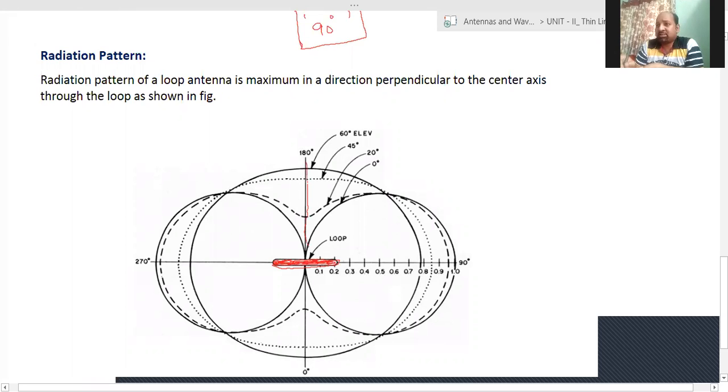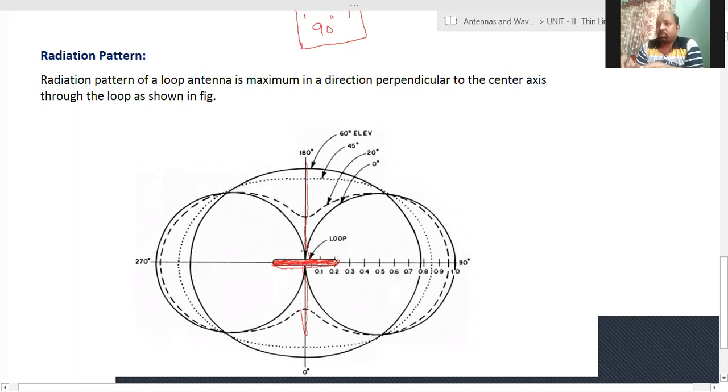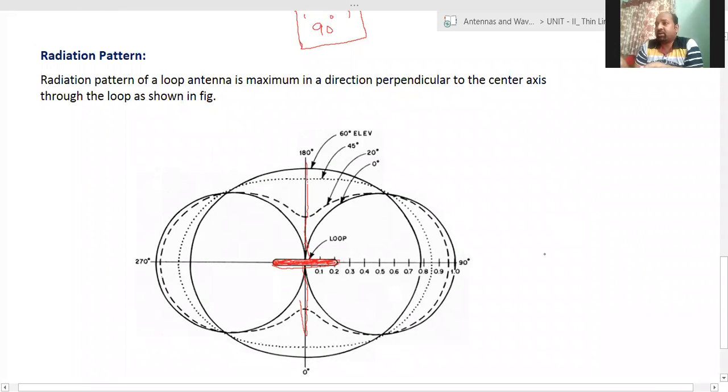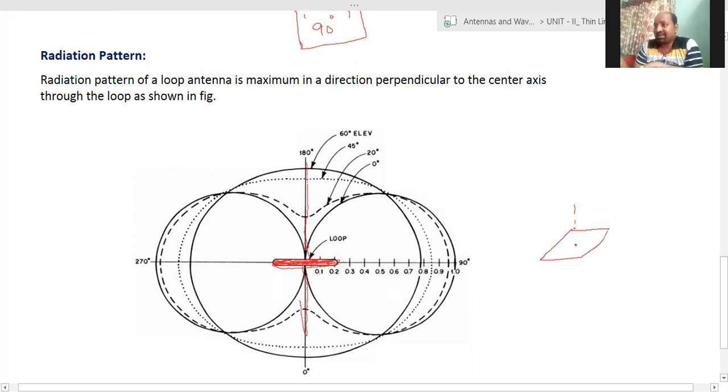This is the axis passing through the center of the loop. I will draw here with some angle. So this is the loop antenna, and this is the center of the loop, so the center axis is this. This is the loop antenna, and this is the center point, and this is the axis of the loop. Same here, this is the side view of the loop, and this is the axis of the loop.